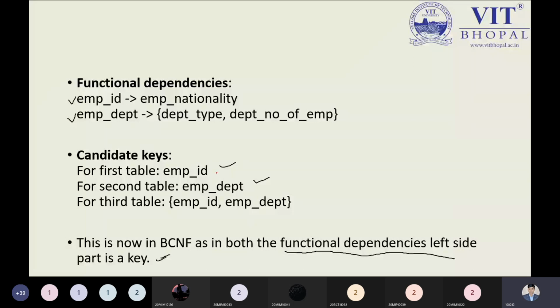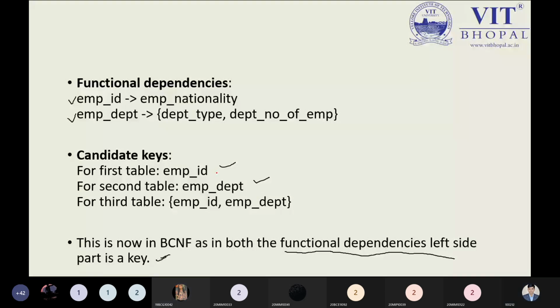Now, is BCNF clear or any doubt? Please, you can ask me right now. Is it clear to all? Yes, sir. Okay, good.